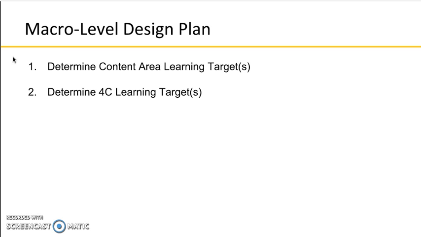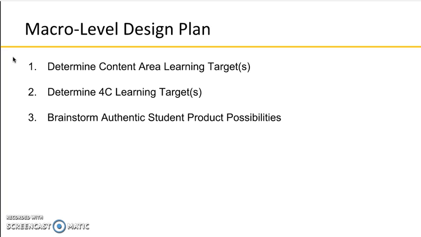From there, it's time to start brainstorming all the different possible student product or performance possibilities. In other words, what might I have students do to be able to produce something that is evidence of the content area learning target and the 4 C's that you've selected.